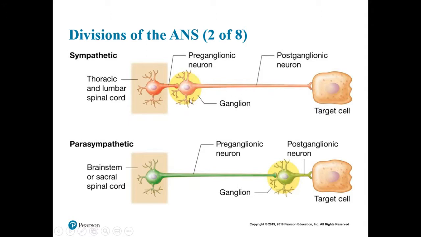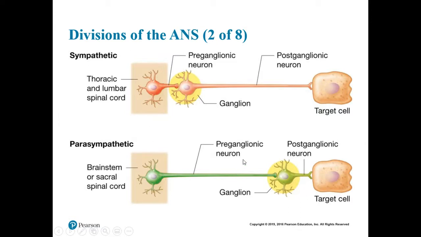And here's the ganglion again. This is an accumulation of cell bodies of postganglionic neurons. In other words, there are many cell bodies, millions of them, within one ganglion.